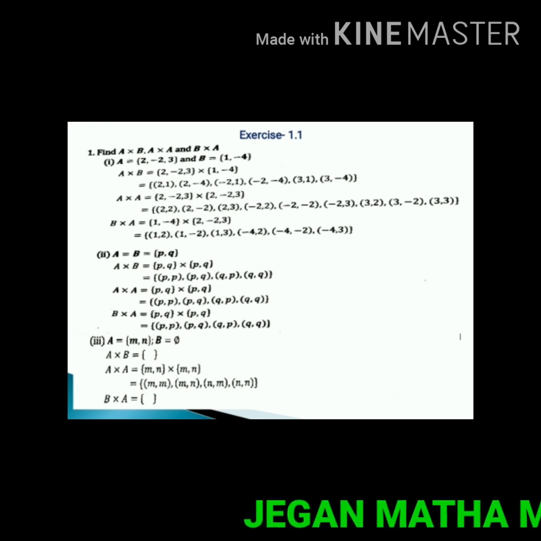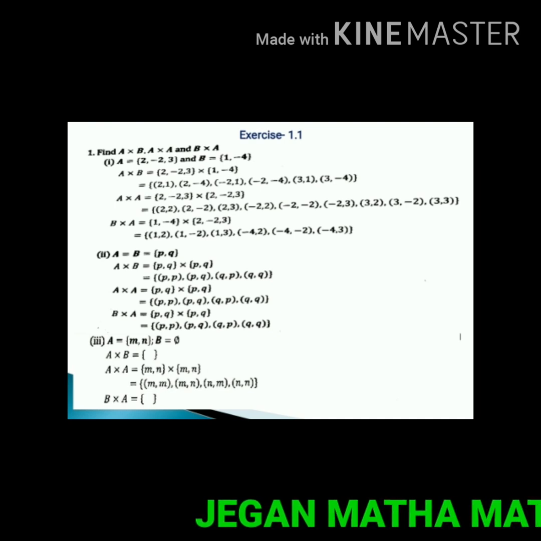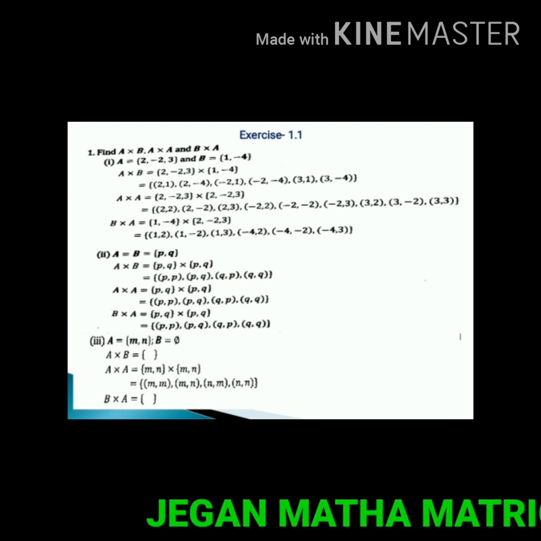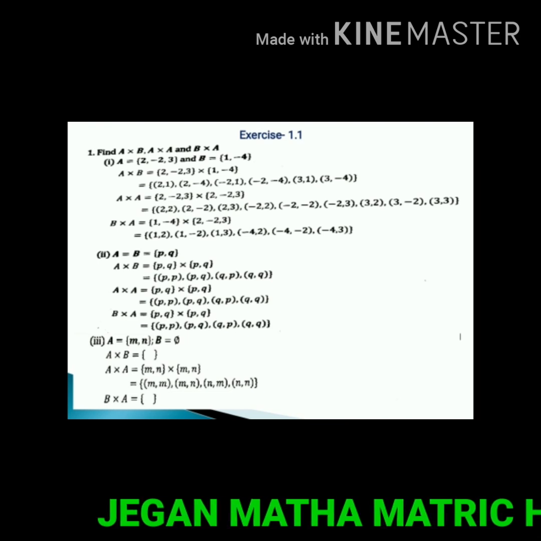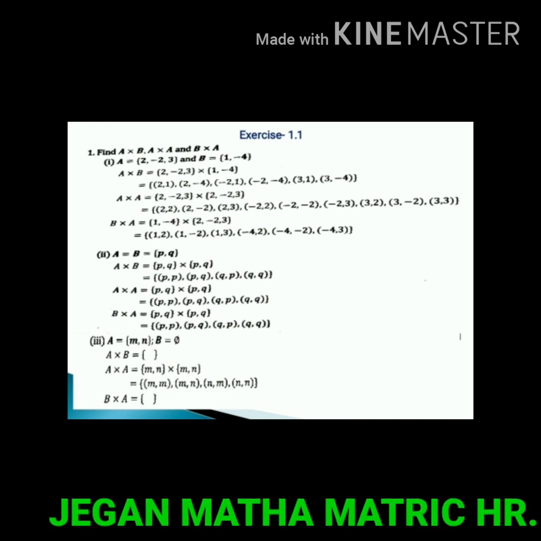The first one: A contains three elements 2, minus 2, 3. B set contains two elements 1, minus 4. We find the Cartesian product of the two sets, A cross B. So we have {2, minus 2, 3} cross {1, minus 4}. How to find the Cartesian product, we already know.